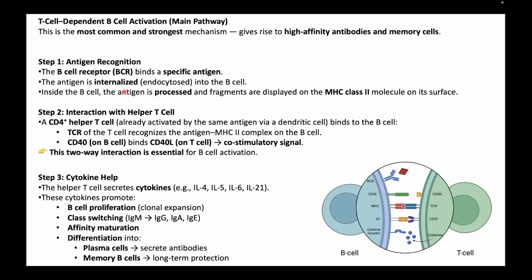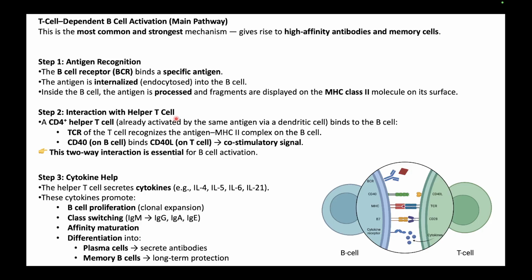Inside the B cell, the antigen is processed and fragments are displayed on the MHC class 2 molecule on its surface. This is the MHC molecule. It presents the internalized and processed antigens. Then the interaction with the helper T cell will begin.